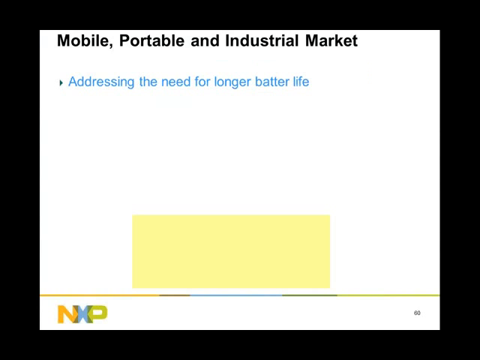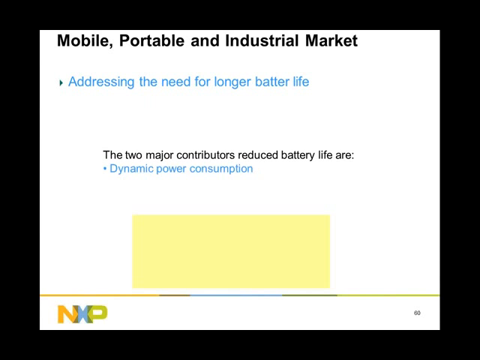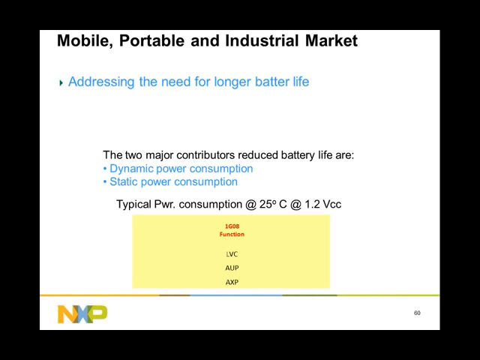So first, looking at how we address the need for longer battery life. There are two major contributors to reduced battery life. It is the dynamic power consumption of the device. This is the power that the device uses when it's actually operating, doing something. And then there is the static power consumption of the device. So when the device is just sitting around in standby mode, how much power is it consuming just by being on? So we looked at a typical power consumption at 25 degrees C at 1.25 volts VCC.